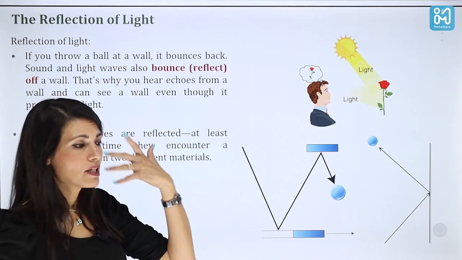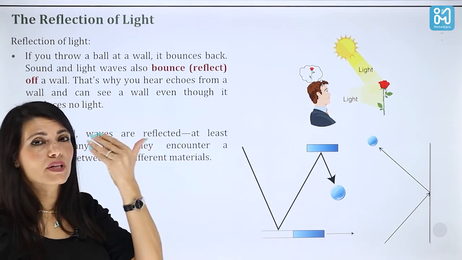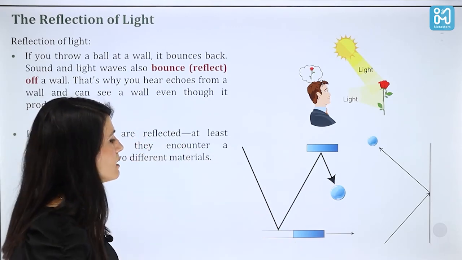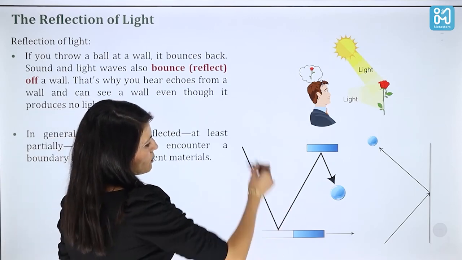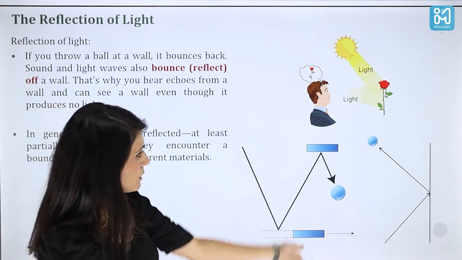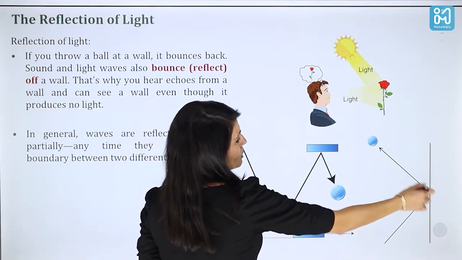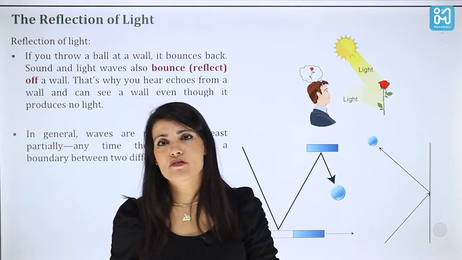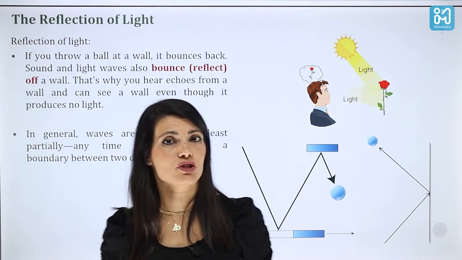We need the light to hit the object, and the light will be reflected into our eyes in order for us to be able to see. As you can see here, a ball, when you throw it to a boundary, will be bouncing back and forth between the walls or the boundaries. Similarly here when you throw a ball. Now, the bouncing back of a wave is actually defined as reflection.